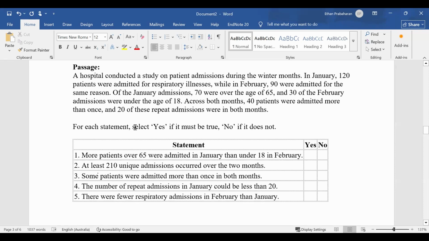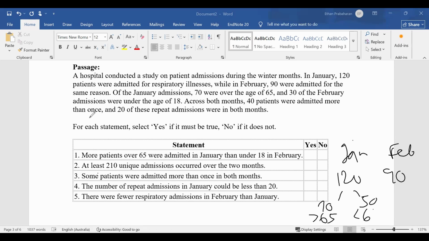All right. A hospital conducted a study on patient admissions during winter months. You can tell this is AI generated because we're now in January. Okay, 120 respiratory, 90 respiratory, 70 over 65, 30 were under the age of 18. 20 of these repeat, but in both months. It's probably worth sketching some of this down, right? So with January we have 120, and February we have 90. Of the January ones, 70 were over 65, which means 50 were under 65. February, 30 were under 18.